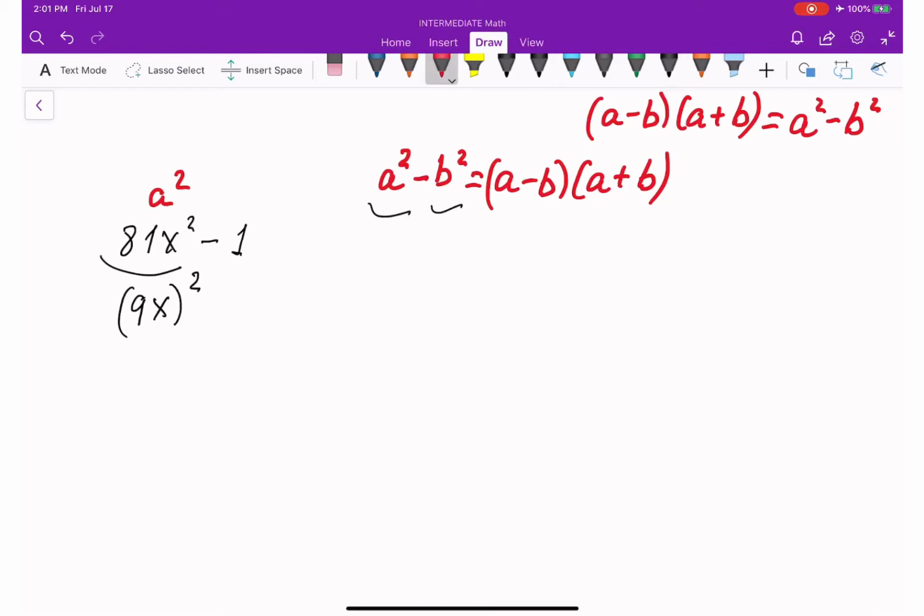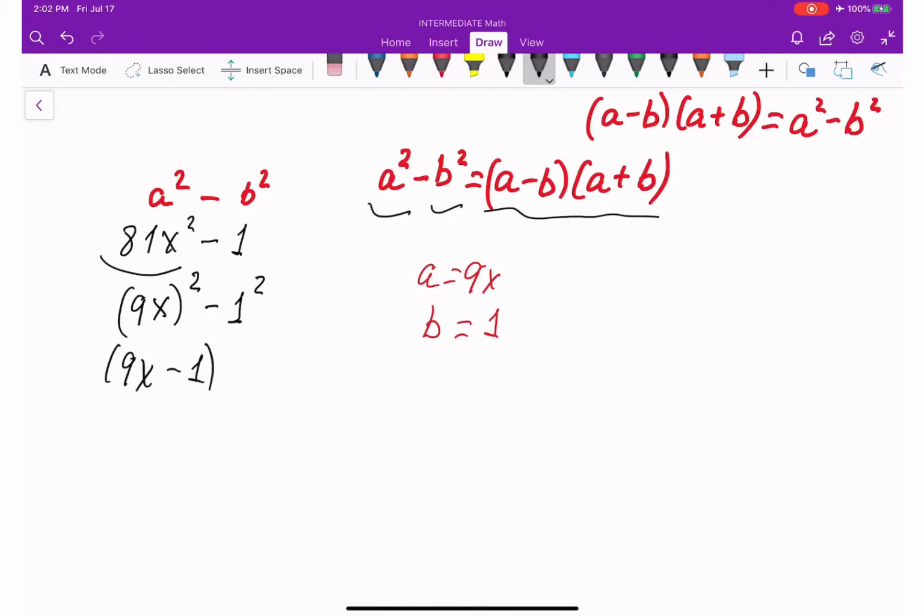Okay, minus, now this one is b squared. So this one is easier. We can write 1 as 1 to power 2, right? So that means my a is 9x, my b is 1. So all we have to do is plug into this formula. We are going to get 9x minus 1 times 9x plus 1. Or I can write 9x plus 1 times 9x minus 1. There is no difference.